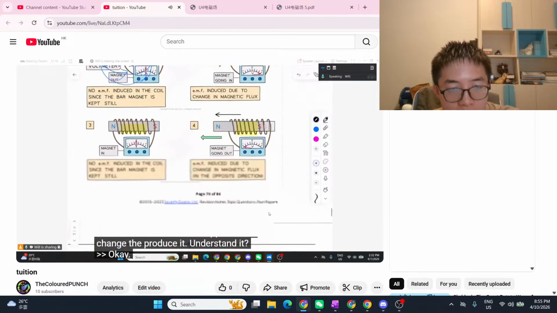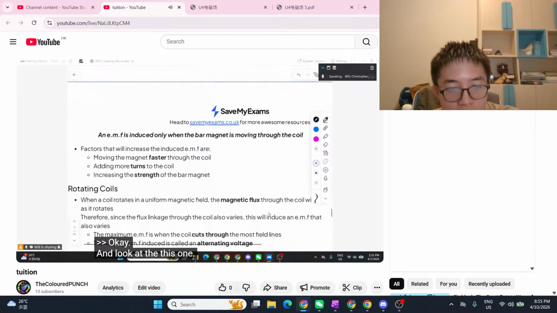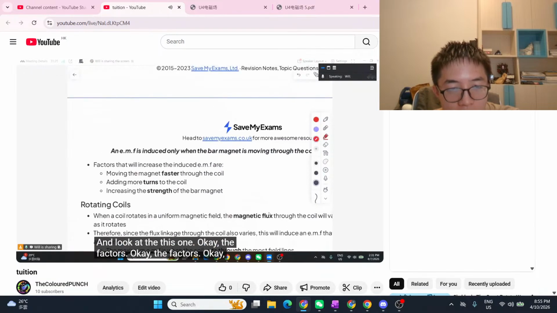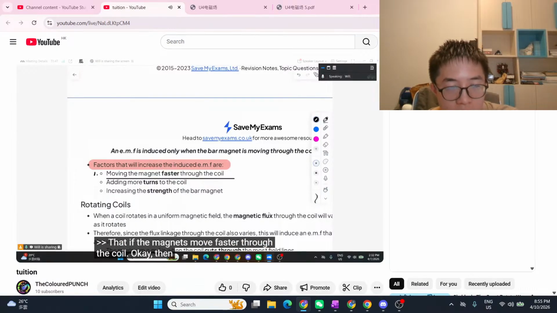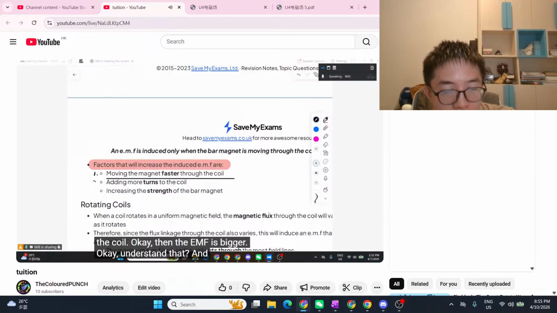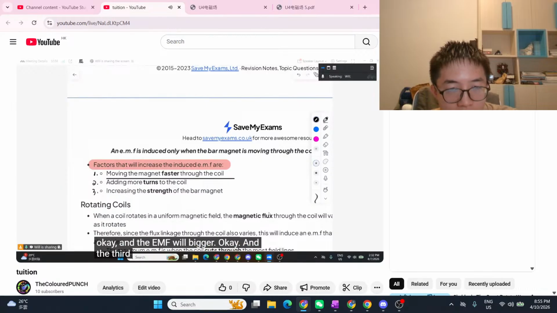Okay, and look at the factors. We can conclude that the factors that will increase the induced EMF are, first, moving the magnet faster through the coil. If the magnet moves faster through the coil, then the EMF is bigger. The second factor is if I add more turns to the coil, the EMF will be bigger. And the third factor, if I increase the strength of the bar magnet, which means increasing the B.